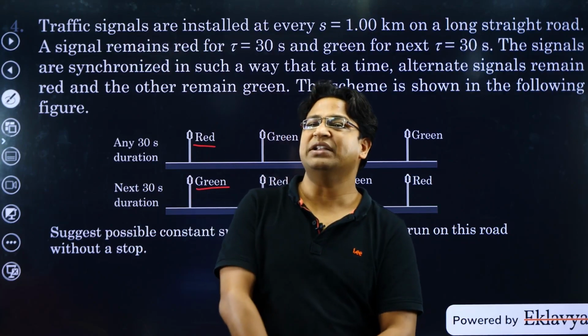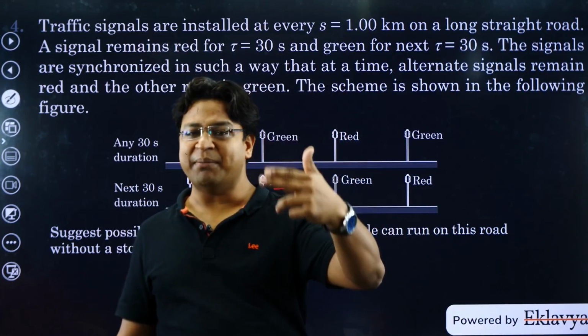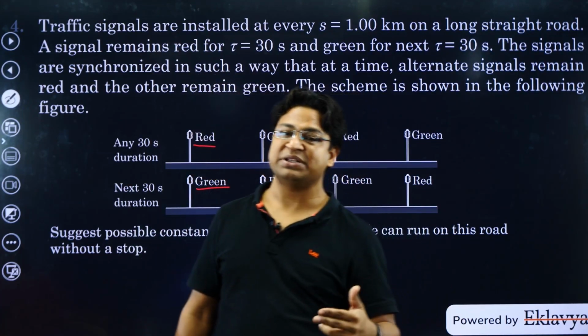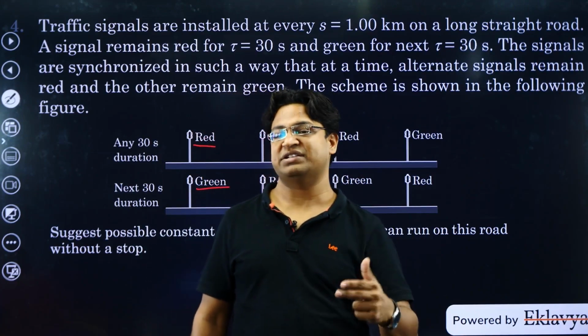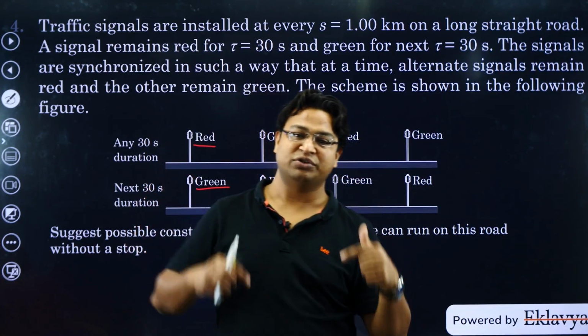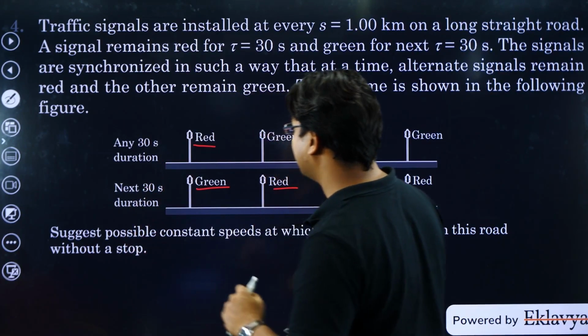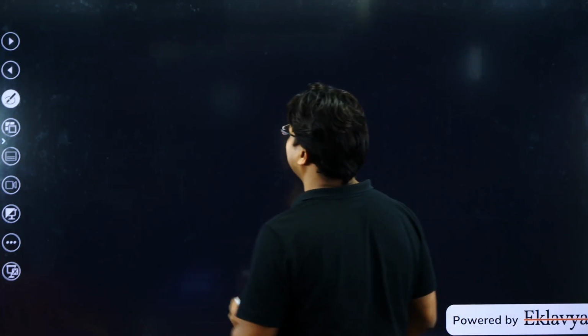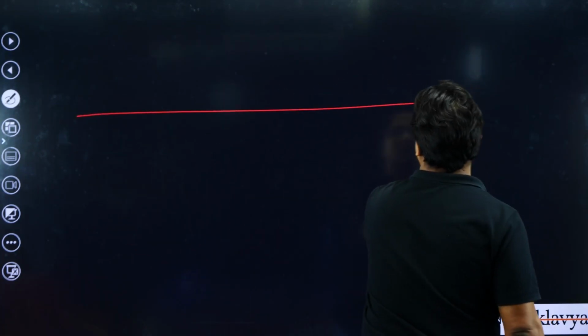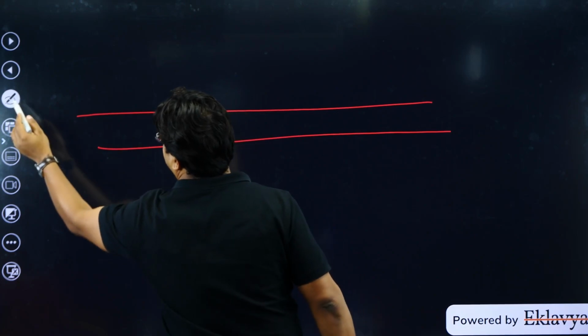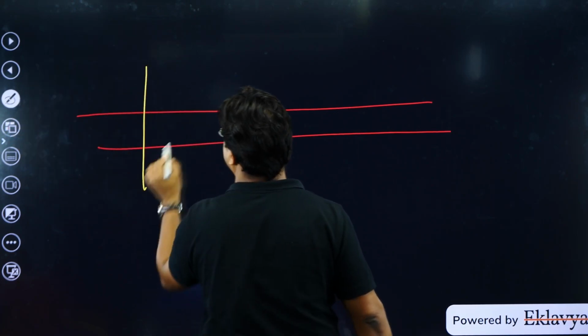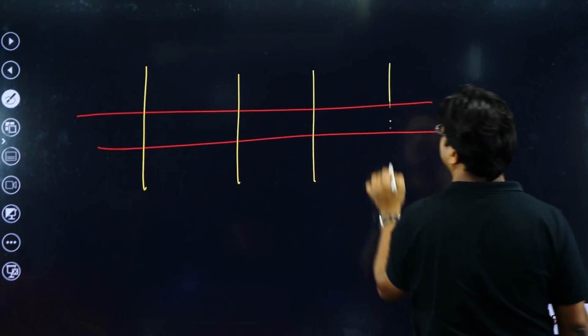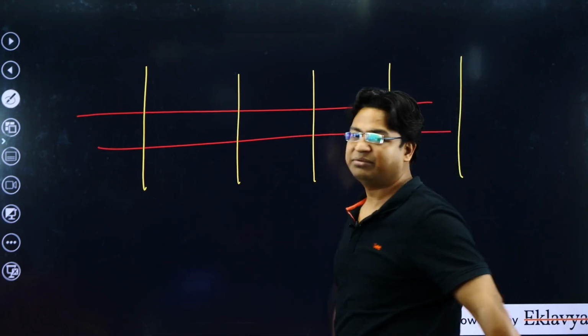So we understand that if we come and see the signals in odd multiples of 30 seconds, then we will find the situation to be interchanged. And that's the clue here. Let's understand that this is the road, and let's say these are the signals. So this is one signal, the other signal, the other signal, the other signal. They are all placed at the same distance.